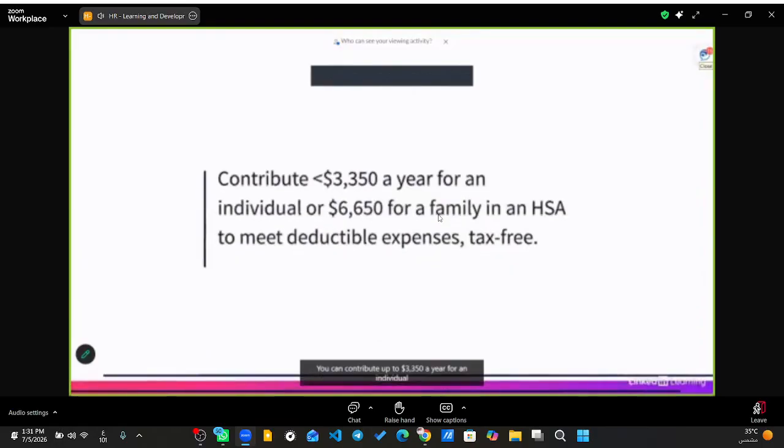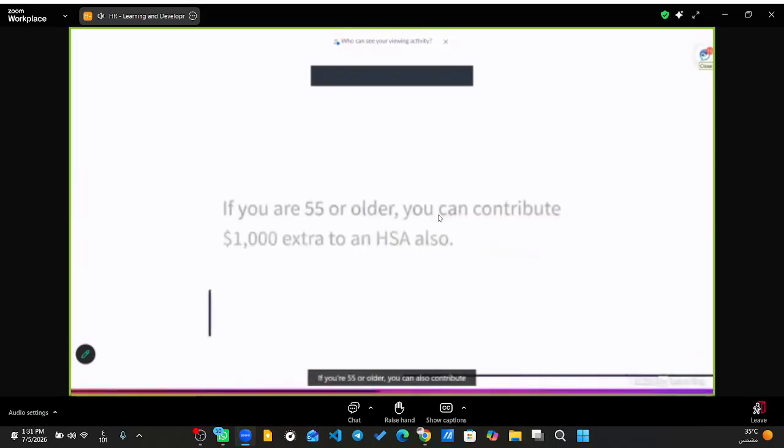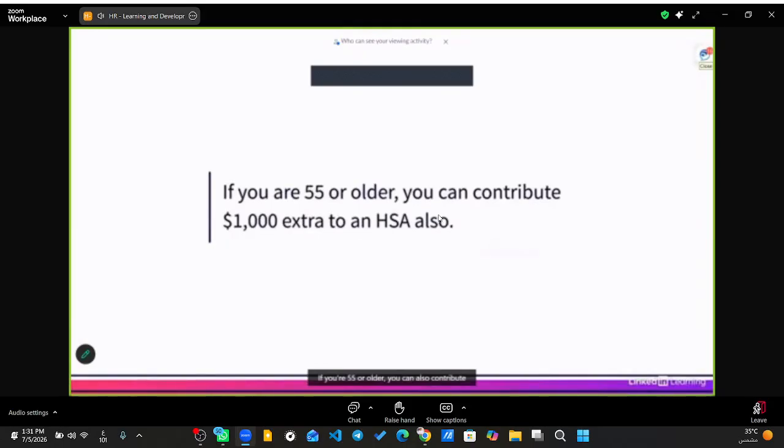You can contribute up to $33.50 a year for an individual or $66.50 for a family in an HSA to meet these deductible expenses, and there is no tax on the contributions. Now, be aware these figures do change over time, but $33.50 for an individual and $66.50 for a family are the current levels at the time that we created this course. If you're 55 or older, you can also contribute an extra $1,000 to an HSA.